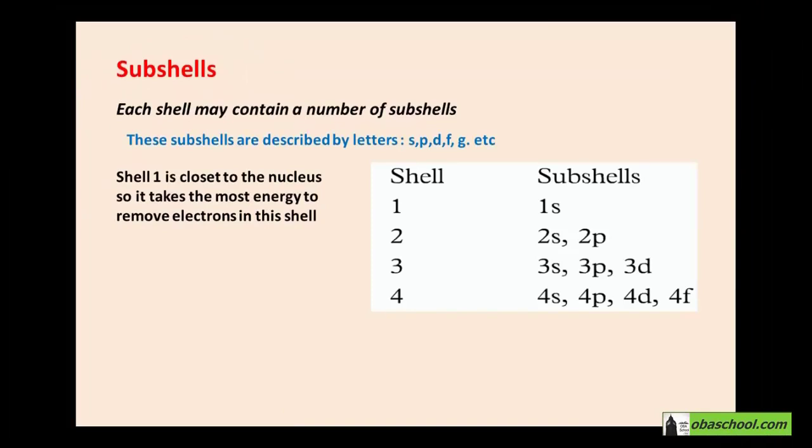This table now shows you how many subshells there are per shell. In shell 1, there is one subshell named S. For naming subshells, we must put the number of the shell. So 1 is for shell and S is for subshell. In shell 2, there are two subshells, S and P. We put 2 to tell that the subshells are present in shell 2.